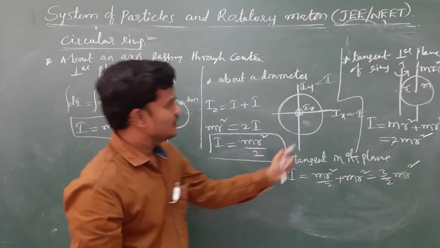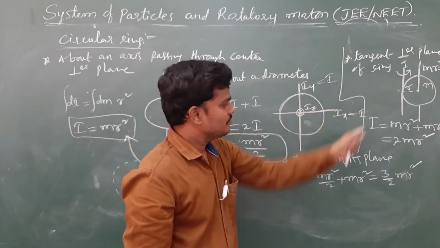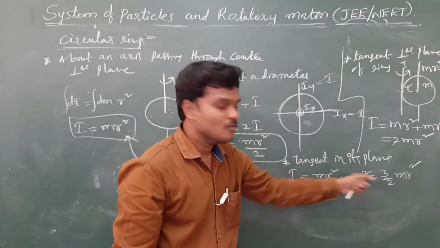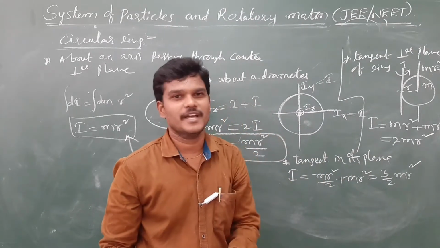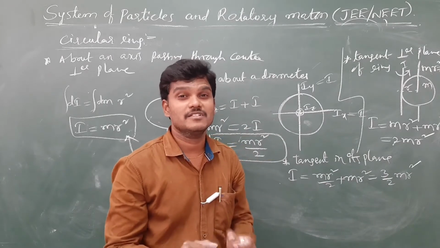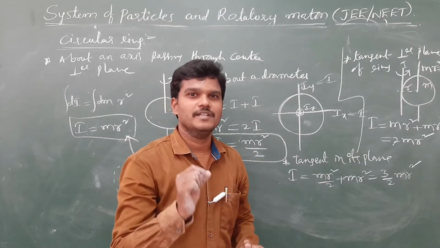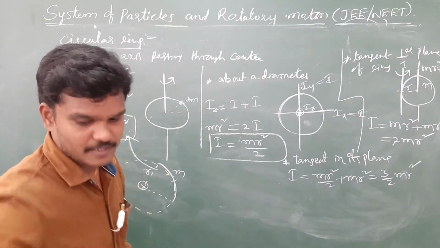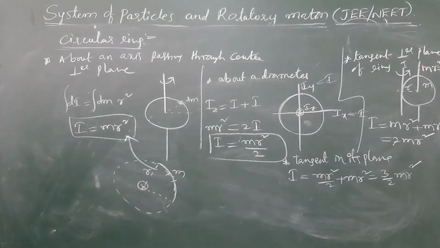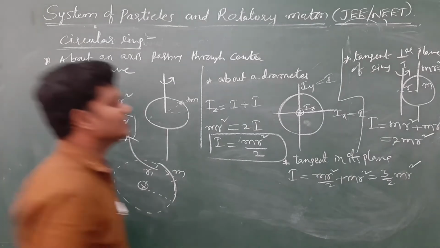And here, tangent perpendicular to the plane, tangent in its plane. Once we know the moment of inertia, we can find the radius of gyration by using k is equal to root of I by m. Okay. Now let us find the moment of inertia of a circular disk.